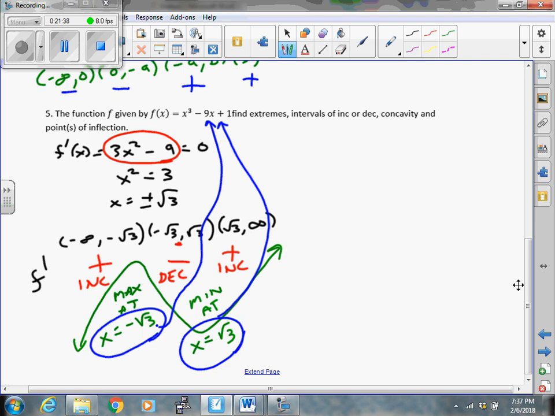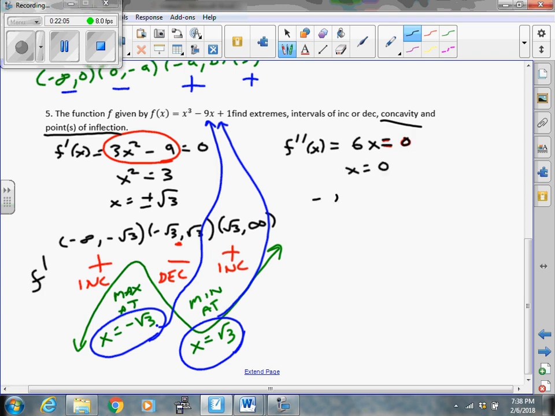All right, that leaves me two more questions. The concavity and points of inflection both stem from your double derivative. My double derivative is 6x. Can't make it much easier than that. Now we're going to set that equal to 0. And when I set that equal to 0, I get x is 0.